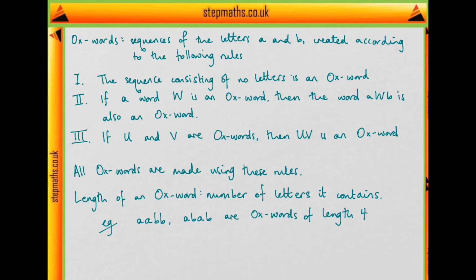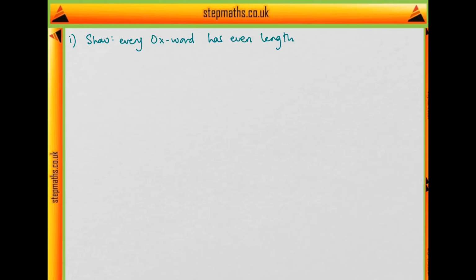They also tell us that the length of an Oxword is the number of letters that occurs in it. For example, AABB and ABAB are both Oxwords of length 4. So in the first part of this question, we need to show that every Oxword has an even length.